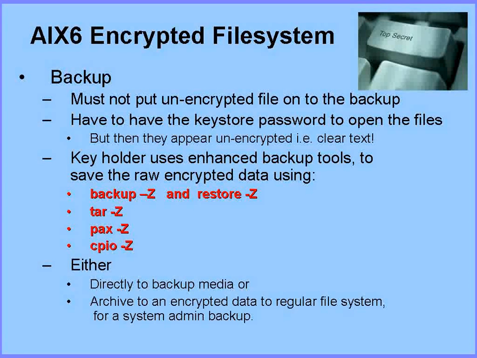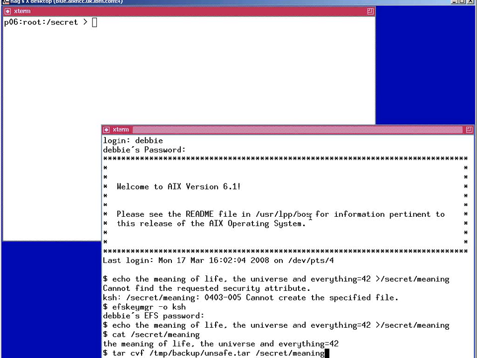So we can also get the bank manager type person, or the person with the password, to actually archive the important files and put them into a regular file system. Then the administrator can pick up those encrypted files whenever they're actually doing the backup, perhaps late at night. So let's just give you a little example of the backup then.